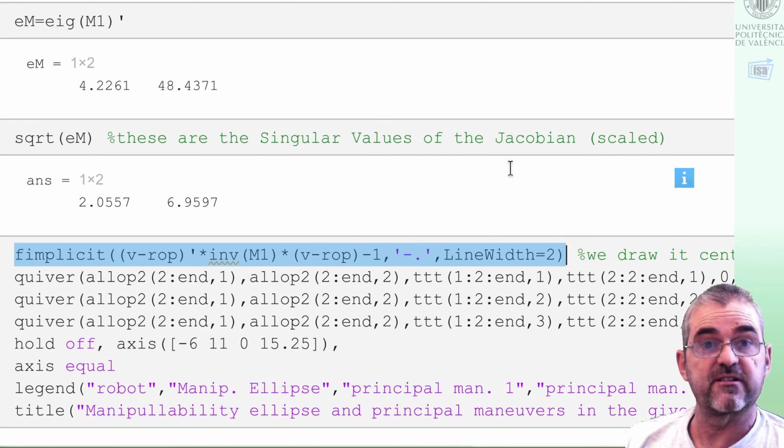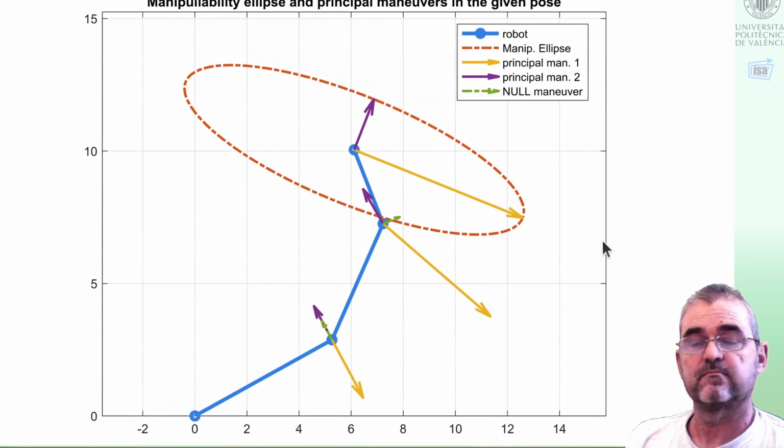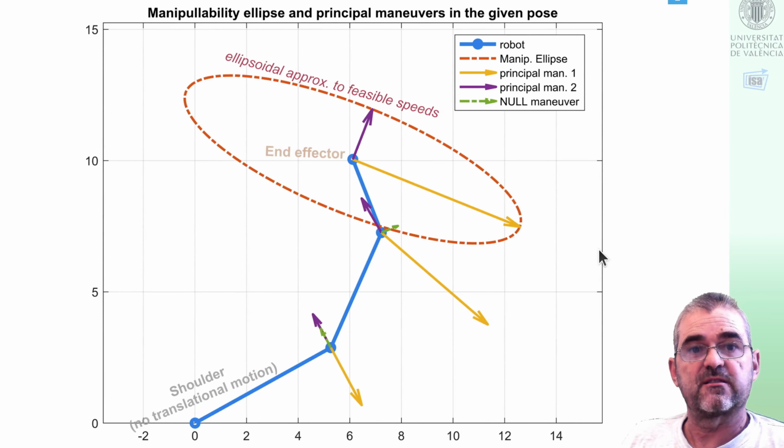We'll later on discuss the rest of plotting commands, but this dashed red line is the manipulability ellipsoid. And as I said, it has unit of speed. The arrows also have unit of speed. So even if I superimposed a position plot of the robot, we are not speaking about positions, but about speeds. So now let's delve into what these arrows are.